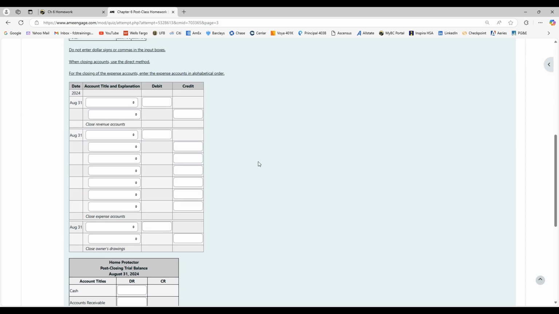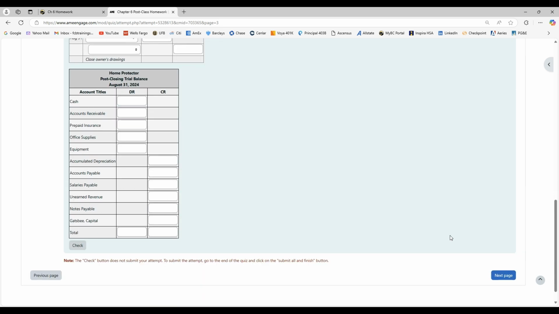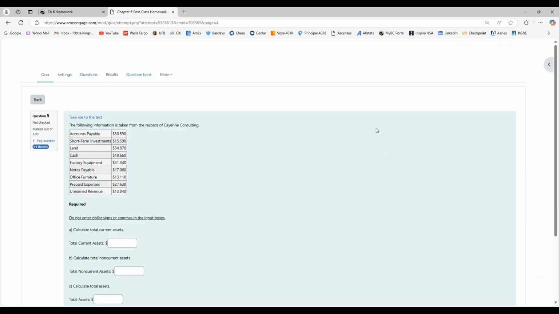And same thing for this problem here. So more practice is always good. So look back if you need help on that.